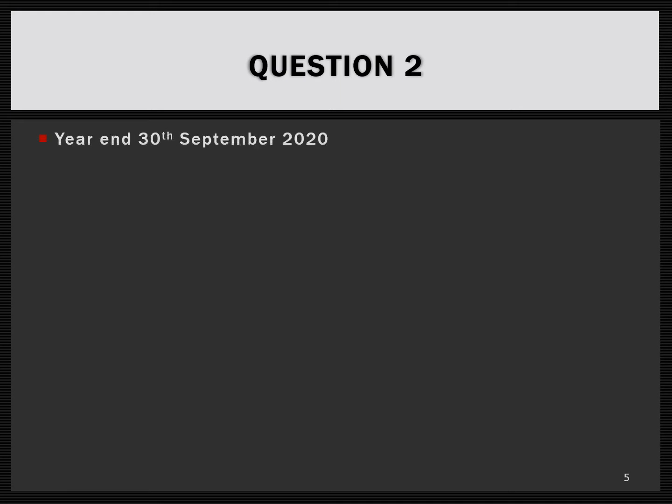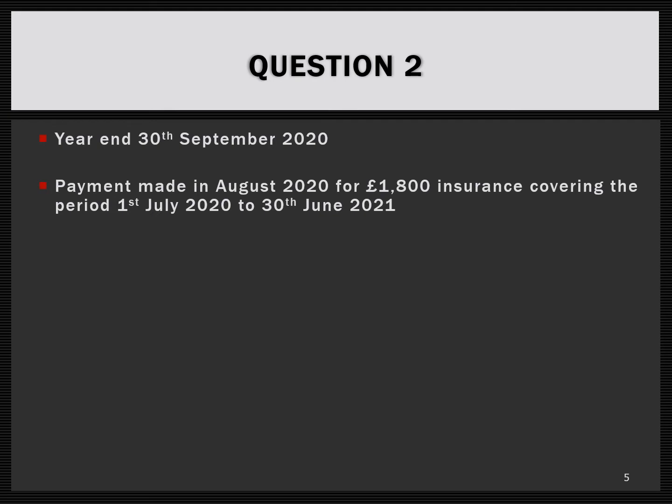And another quick question, year ended 30th September 2020 again. This time the payment's made before the year end. It's made in August 2020 for £1,800 insurance, covering the period from the 1st of July 2020 to the 30th of June 2021. So just work out what the adjustment will be in this case, and pause the video while you're doing that.